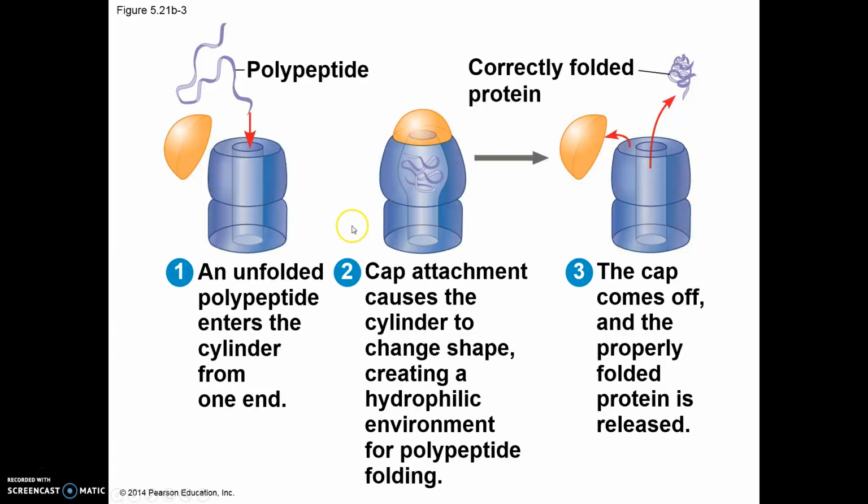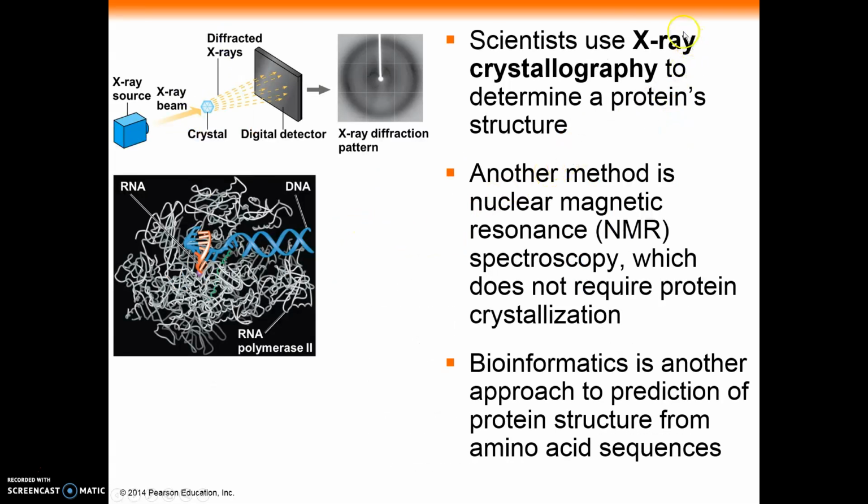Now, how do we determine protein structure? Well, we have several techniques. One is called X-ray crystallography. This requires that we can take a protein and form a crystal out of it. If we can form that crystal, then we can shoot X-rays through it, the X-rays diffract, and we can reconstruct what that crystal must look like.